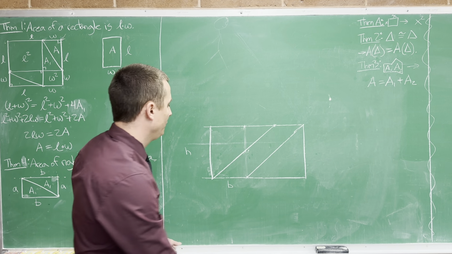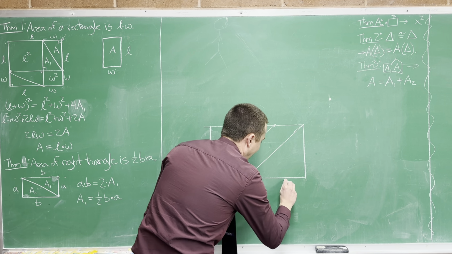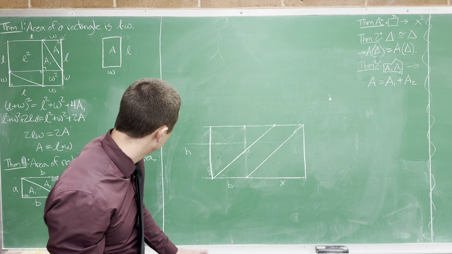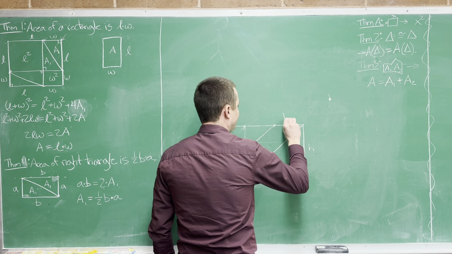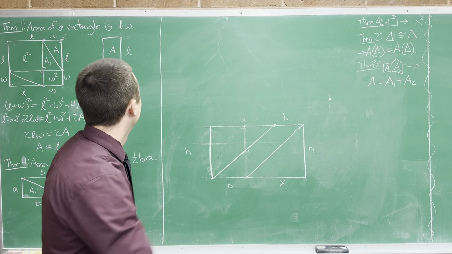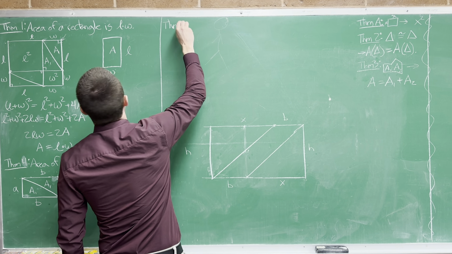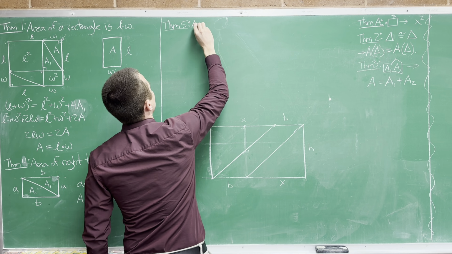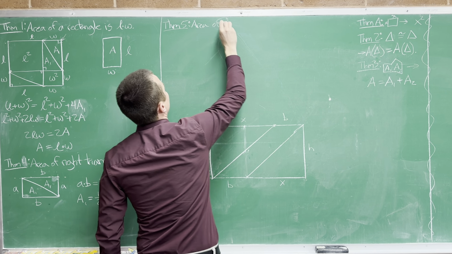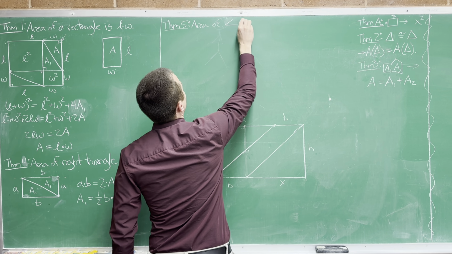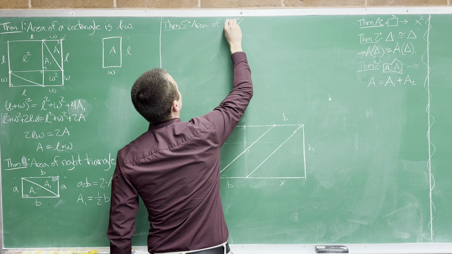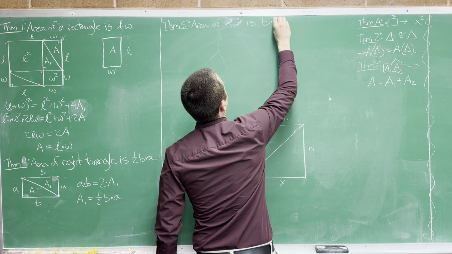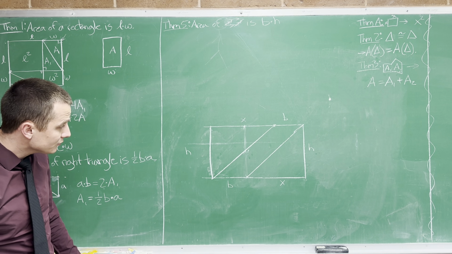With me? Now I'm going to call this distance right here, whatever it is, x. I just need to call it something. Okay, so that's h, this piece is b, this piece is x. Now, what theorem are we on? 5, thank you. So theorem 5, we are proving that the area of a parallelogram is base times height. Okay?